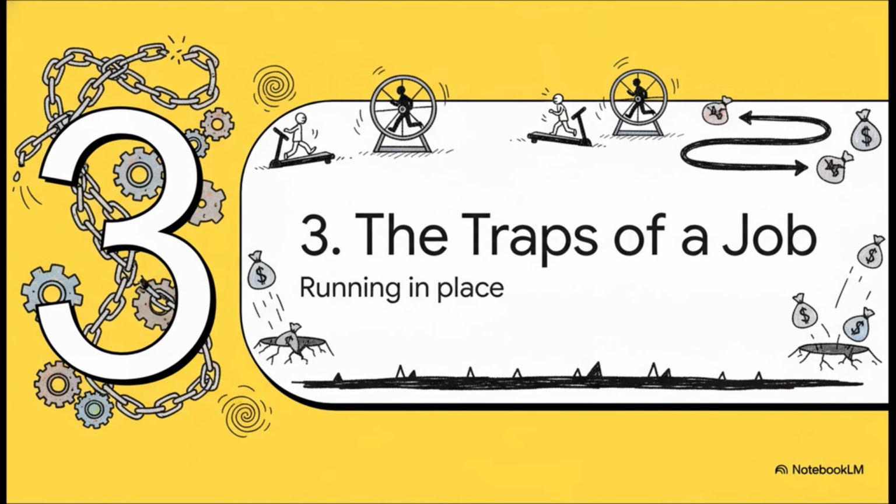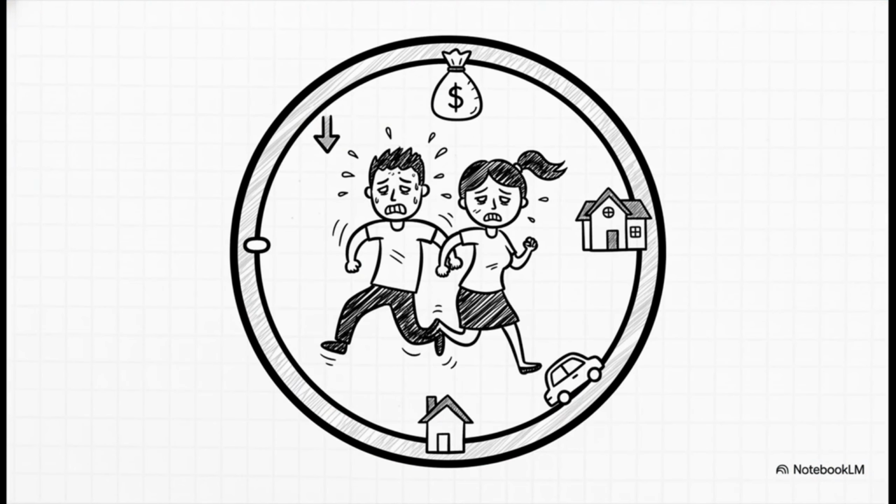Okay, so now let's talk about why sticking to just the left side of this thing, the employee and self-employed boxes, can be a real trap, even for people who are successful by traditional standards. So first up, there's this nasty cycle of debt. You've seen the story play out, right?